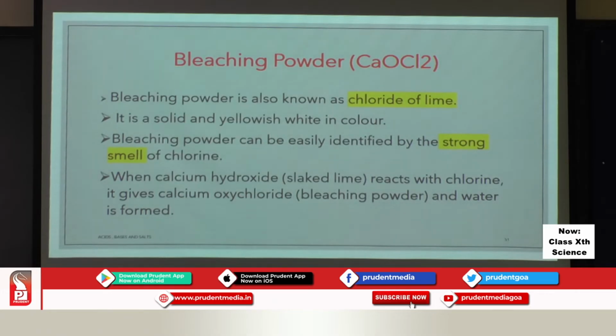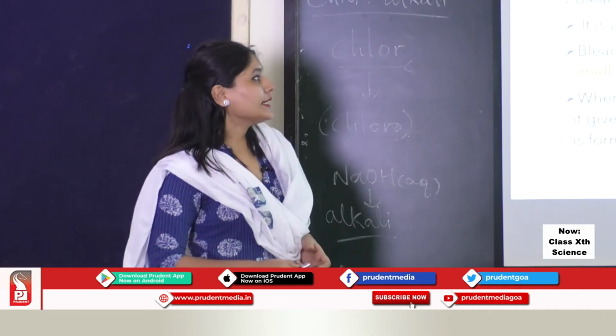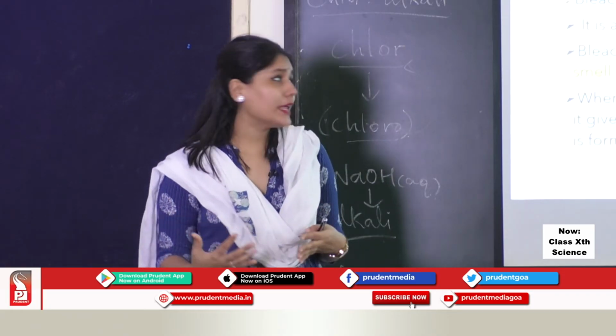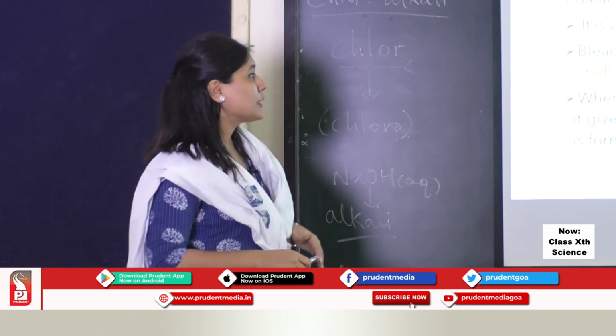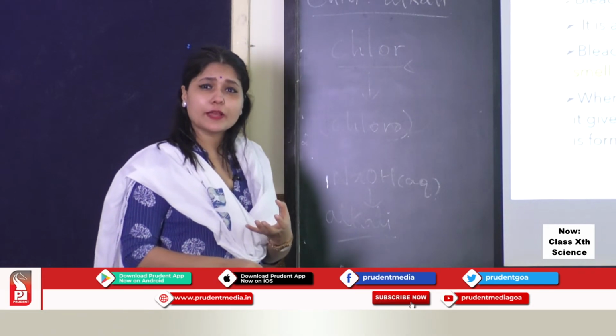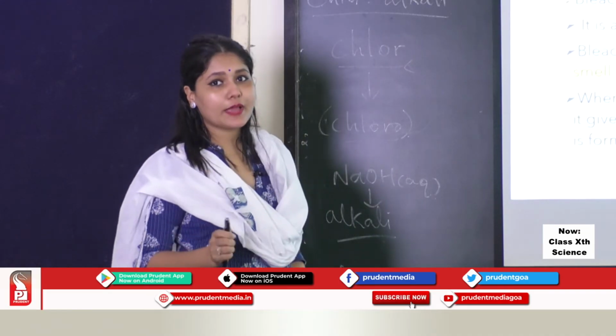Now let us move on to the next one, that is bleaching powder. The chemical formula is CaOCl2, also called calcium oxychloride. Bleaching powder is also known as chloride of lime. All of you must have seen bleaching powder. It is solid first of all, and it is yellowish white in color. It can be easily identified by the strong smell of chlorine. Whenever you open bleaching powder, the smell spreads everywhere, because it is the smell of chlorine.